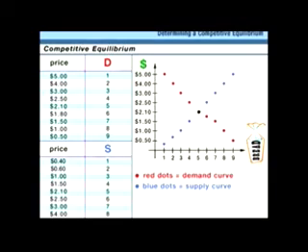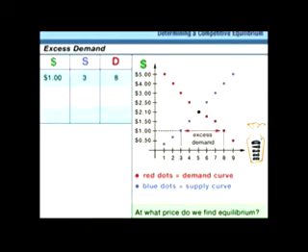Suppose, first of all, that we consider a price of $1 a loaf for bread. What would happen in that case? Well, with a price of $1 per loaf for bread, there are 3 loaves that bakers are willing and able to supply each week. The quantity supplied is 3 at a price of $1. At a price of $1, the quantity demanded, however, is 8 loaves per week. That is, buyers are willing and able to purchase 8 loaves of bread at a price of $1.